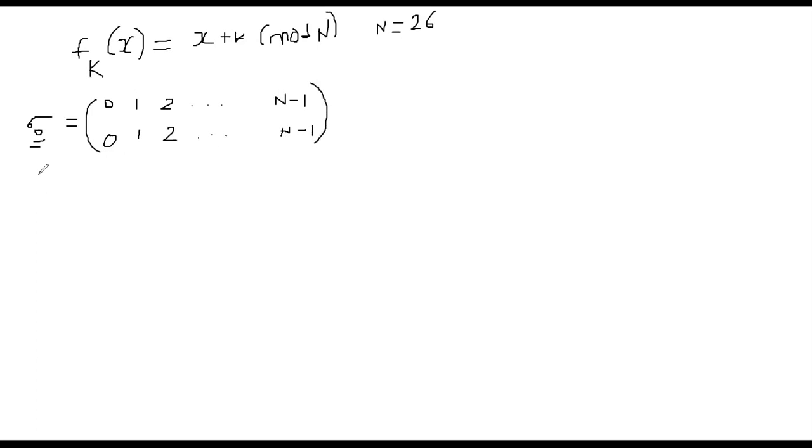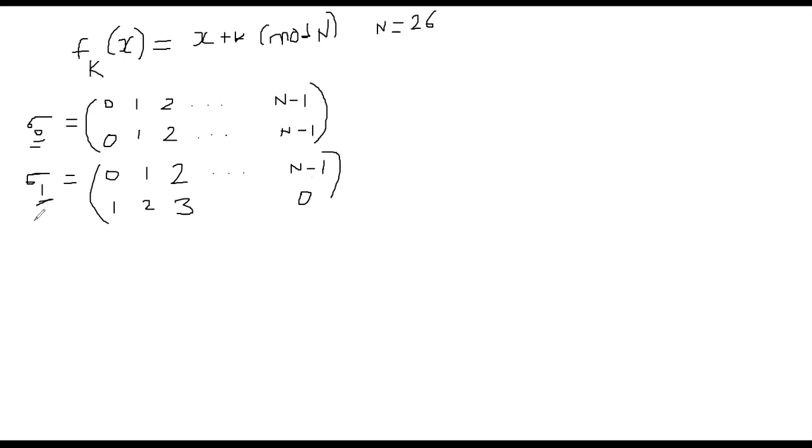What about if the key is 1? The key is 1, 0 will become 1, 1 will become 2, and so on. So we can write it as follows. Your input is 0, 1, 2, all the way until n minus 1, right? And let's reason about what happens when we add 1. Because the key is 1, that means 0 becomes 1, 1 becomes 2, 2 becomes 3, and so on. And n minus 1 plus 1 will become n, which means 0 because we are in mod n. All right, so we can see that this is another permutation, and so on.